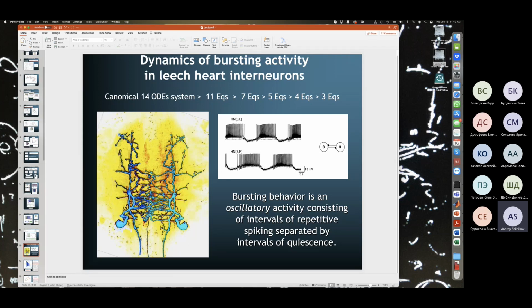Okay, and then when everything is fine, right, when these interneurons, part of the what's called CPG, central pattern generator, that controls the locomotion in, not locomotion, blood circulation in the leeches.